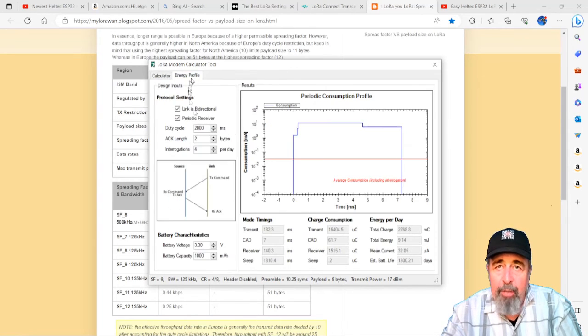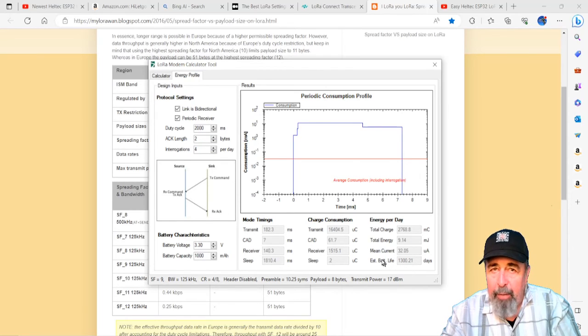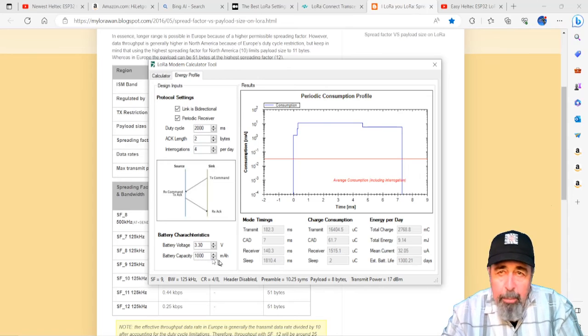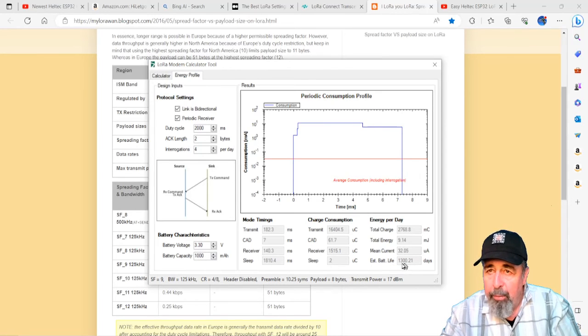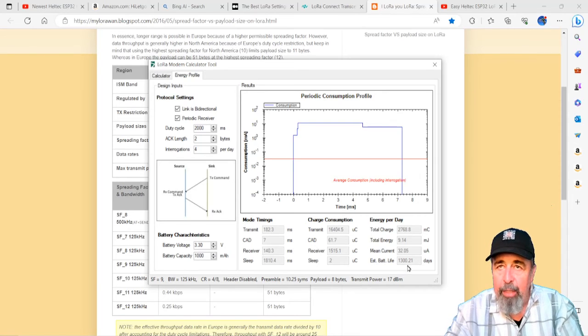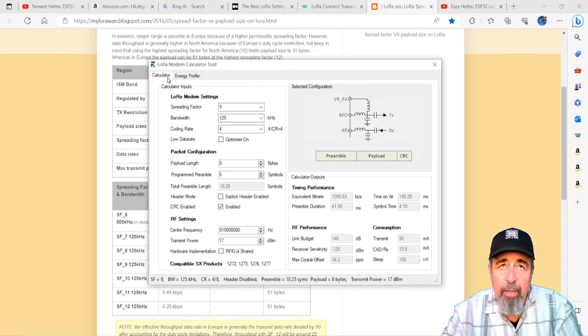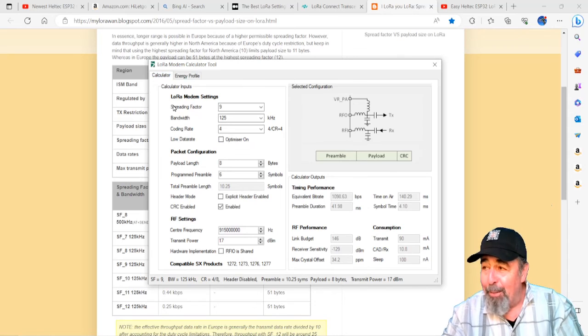The energy profile here is if you were to intermittently sleep your device and then wake it up and then transmit something every so often. Yeah, here's the estimated battery life of a 1,000 milliamp battery. Would be 1300 days. That's waking up every couple of seconds and transmitting something according to these settings that we have here. That's pretty impressive.